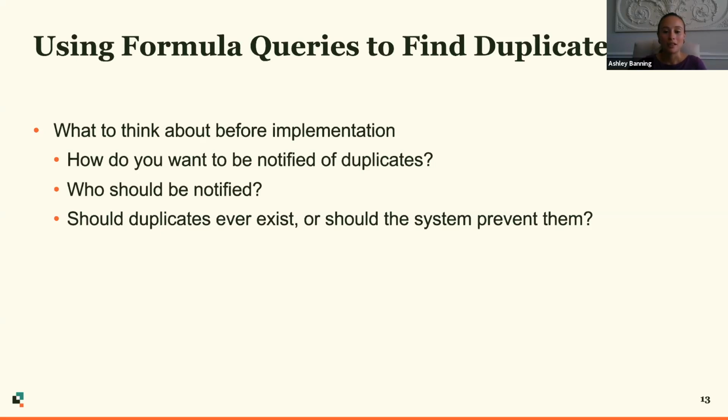A couple of the things that you'll want to think about when you're trying to find duplicates: how do you want to be notified of those duplicates? Is it just a visibility thing? Is it a report? Is it something else? Who should be notified? Is it an individual or a team? And lastly, should duplicates ever exist? Do you want to put in some rules where the system actually prevents them from even occurring?